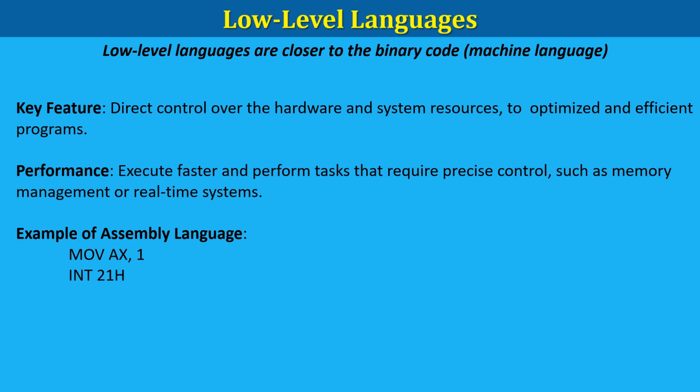Example of assembly. In this assembly code, MOV AX, 1 moves the value 1 into the register AX, and INT 21H calls an interrupt to perform a system service. While this code is much more complex and less intuitive than higher-level languages like C++ or Python, it allows the programmer to interact with the computer's CPU and memory directly, giving them finer control over performance and behavior.